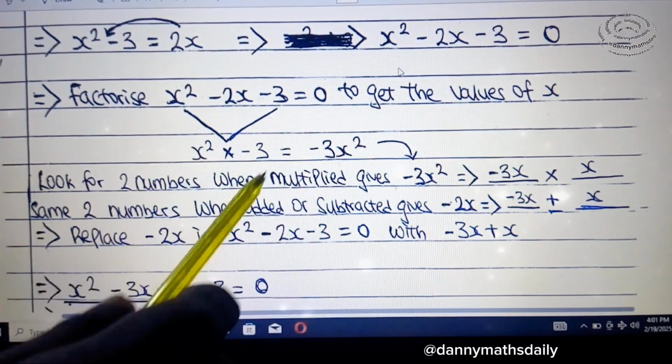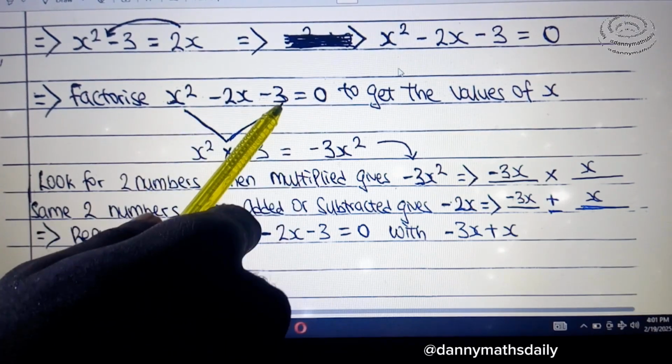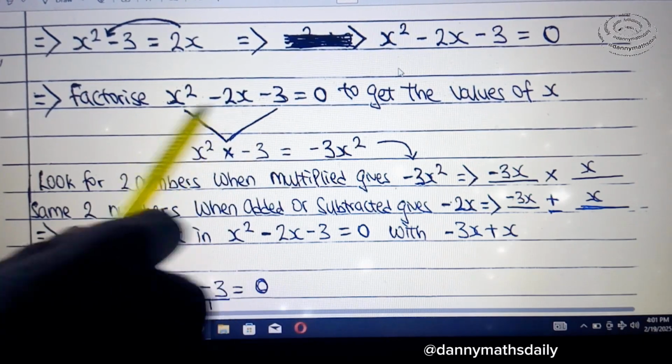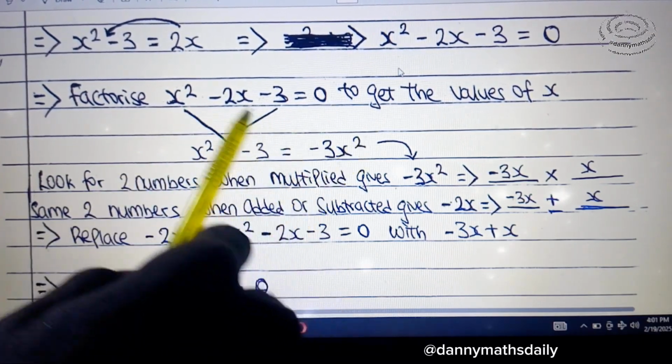What we're trying to do is this: in factorization, since we have 1, 2, 3, we can easily pair them and leave one separate. We want to make this now to become what? 4, so that we can pair them, then solve. Do you understand? So that's why we did this now.